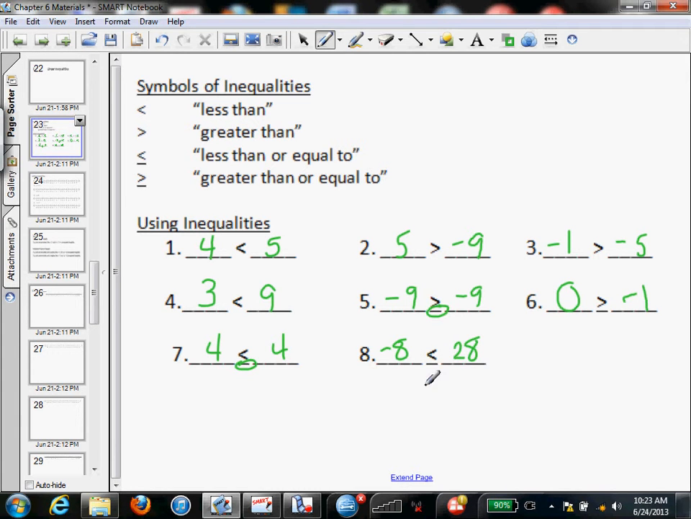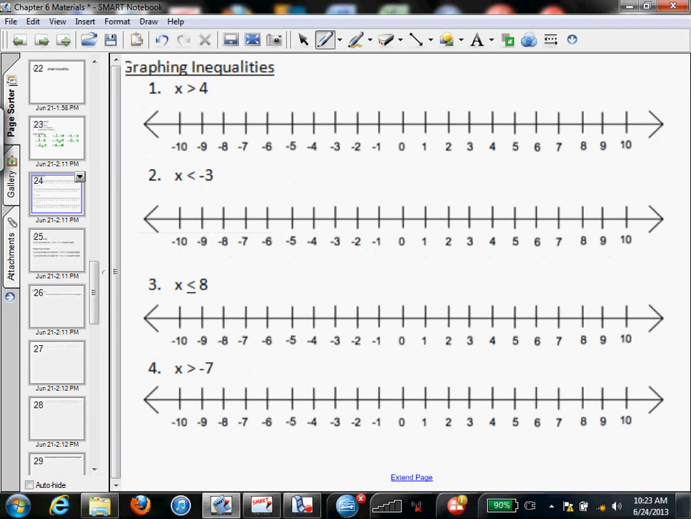Less thans do not automatically mean that the two sides have to be the same. It just means that the inequality has to make sense.